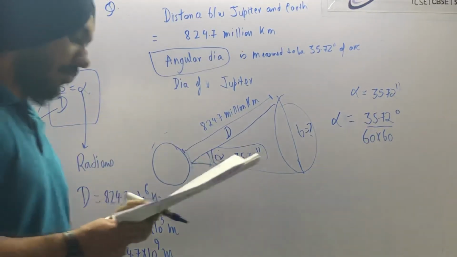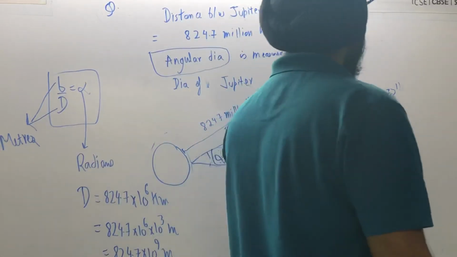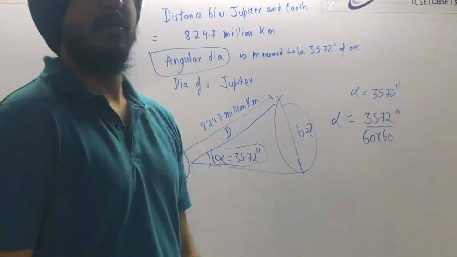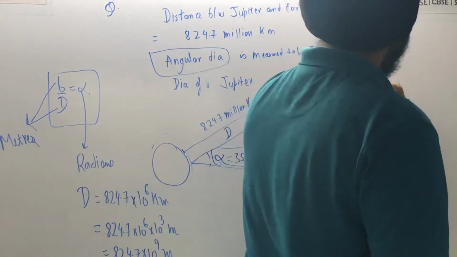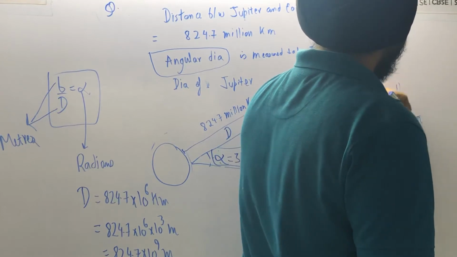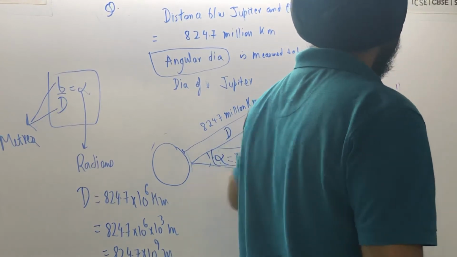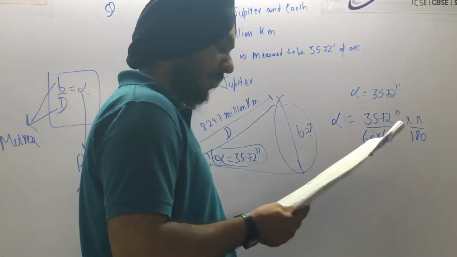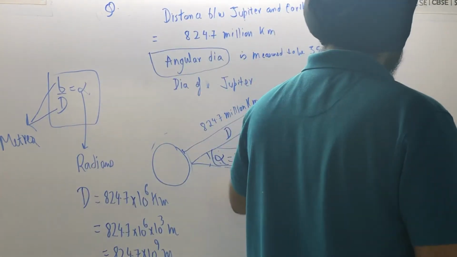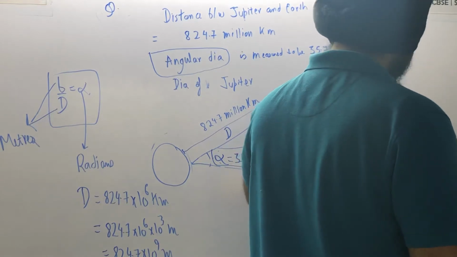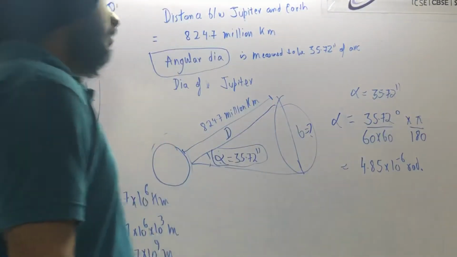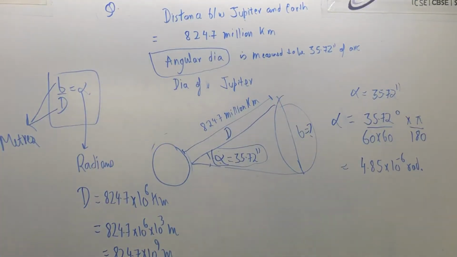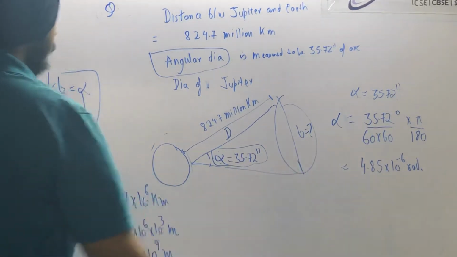Next thing that you are going to do is convert it into radians. How do you convert it into radians? You multiply it by pi upon 180. Now just upon solving this, the value we get is 4.85 into 10 raised to the power minus 6 radians. First you convert seconds to degrees, then you convert degrees to radians, and this is the value you get for the angle.